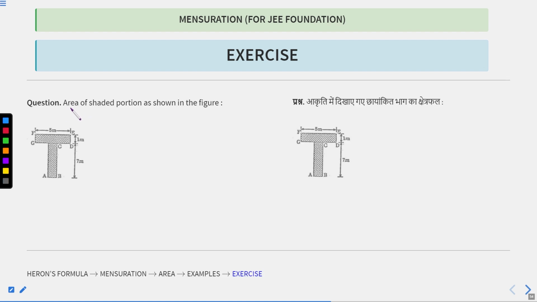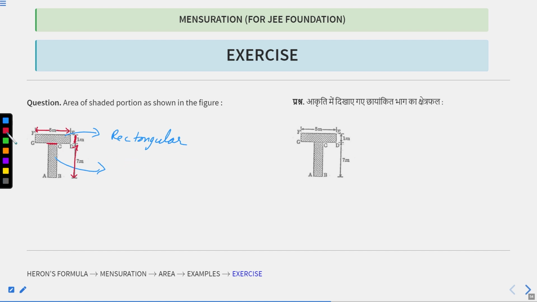The question says: find the area of the shaded portion. So we have to find out the area of the shaded portion. If you try to see, the figure is just like this. This is one rectangular piece, and there is another rectangular piece. The length is 5 here, and the length of this rectangle is 7, and the width is the same, 1 meter here and 1 meter here.